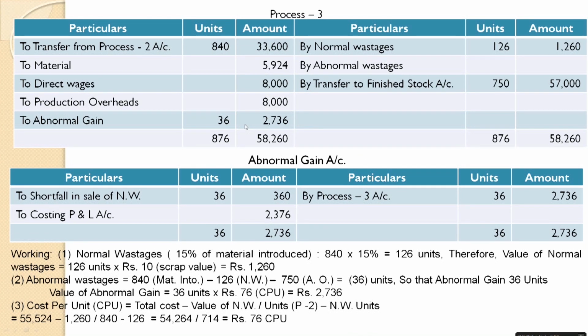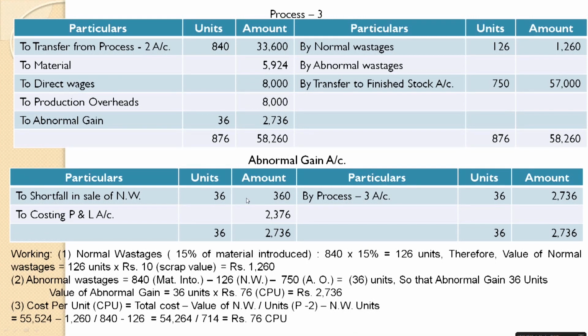As a very simple way of ledger posting, the abnormal gain was recorded on the debit side of the process 3 account, so it would be recorded on the credit side of the abnormal gain account. So, by process 3 account, the units are 36 and the value is 2,736 rupees. This is your value. Now, we need to find out what was the actual amount of shortfall.